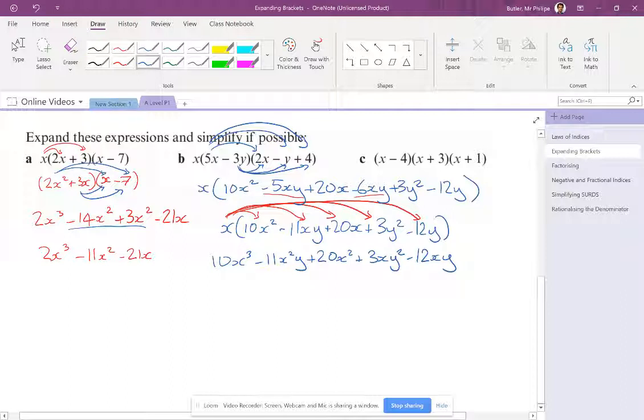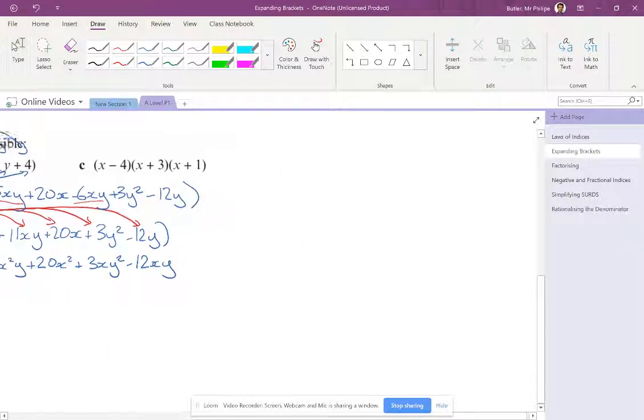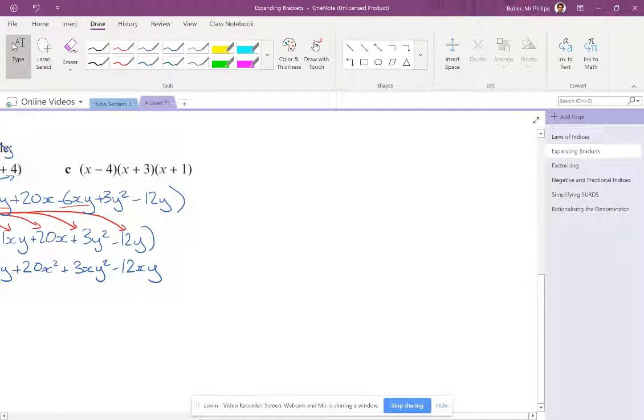Okay, and the last one. Okay, I'll do that over here. I'll write the answer over here. Let's do it in green for a change. Oh, how fun. Expand the first 2 first.